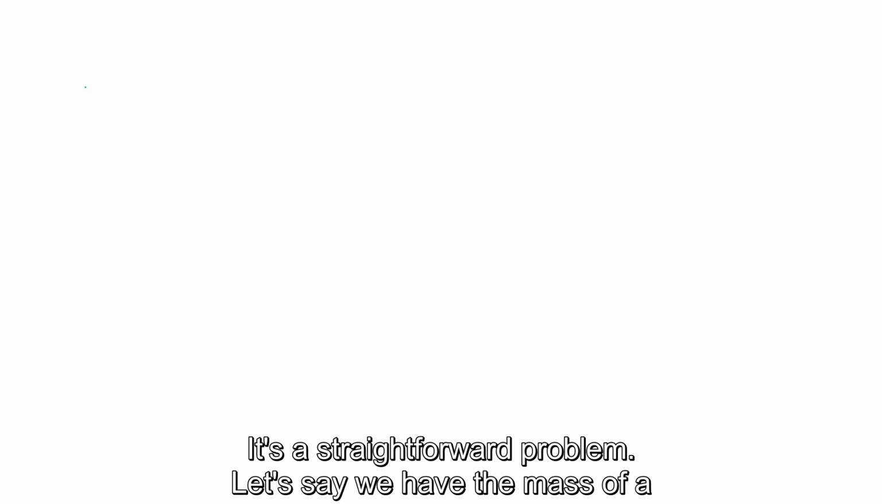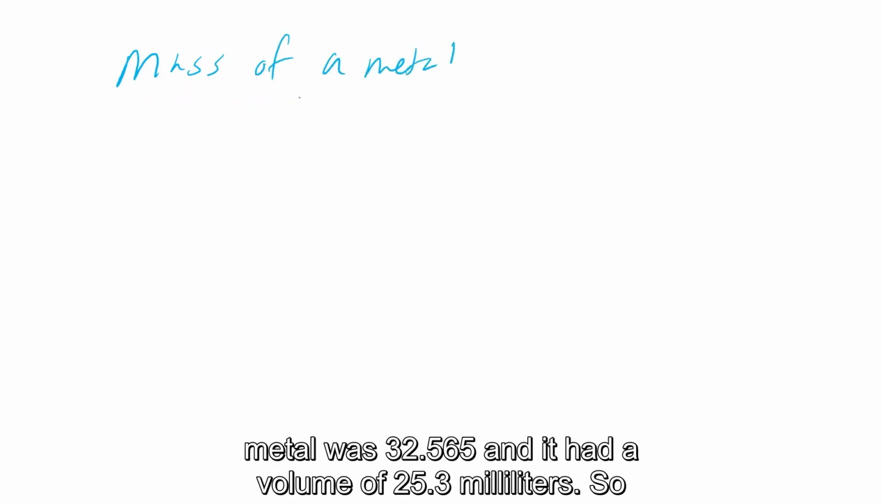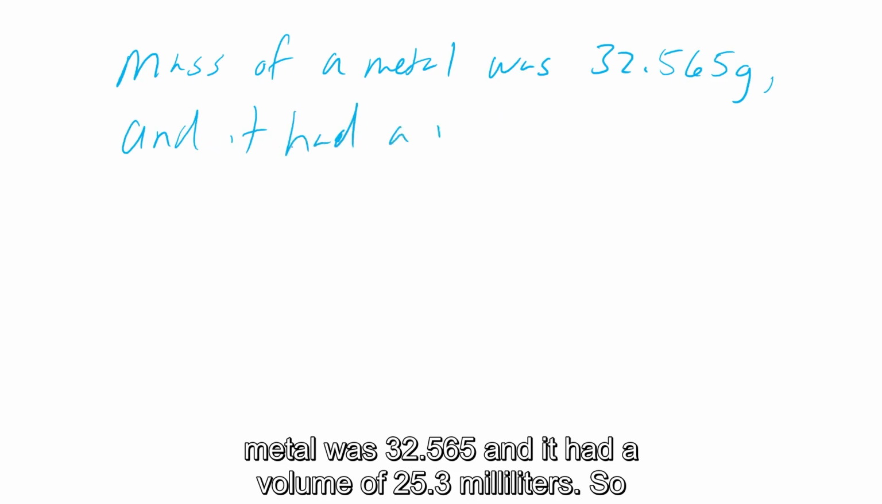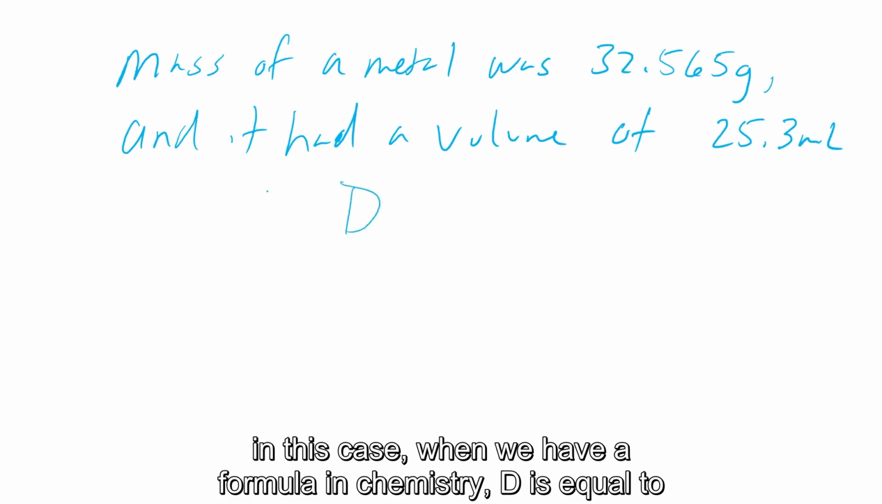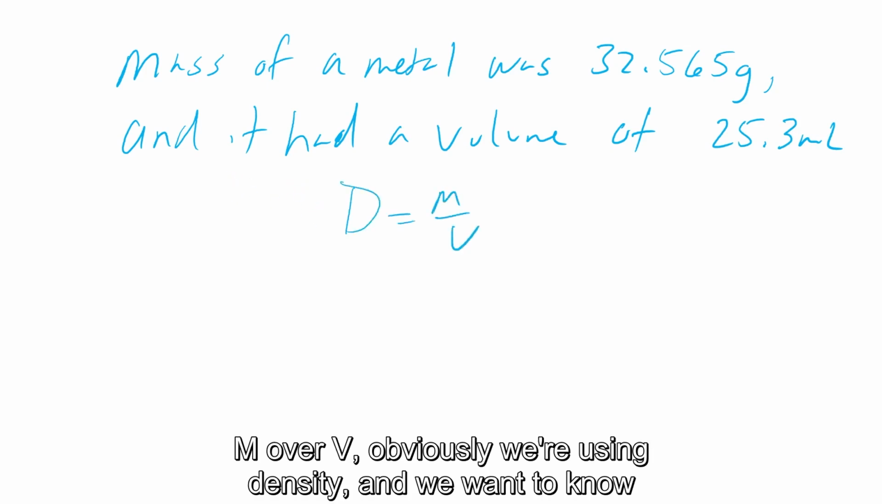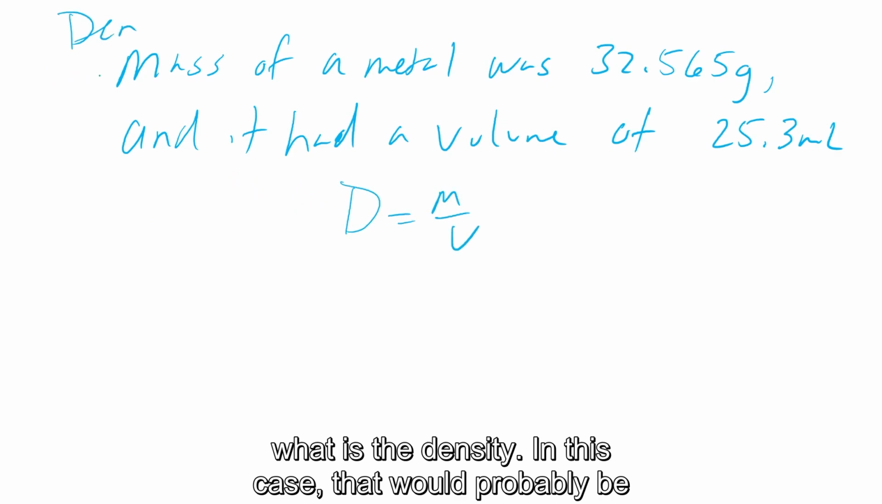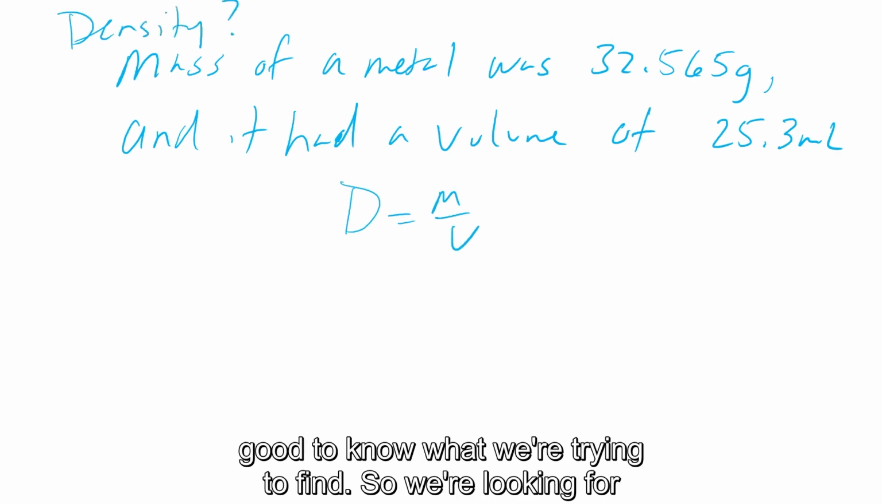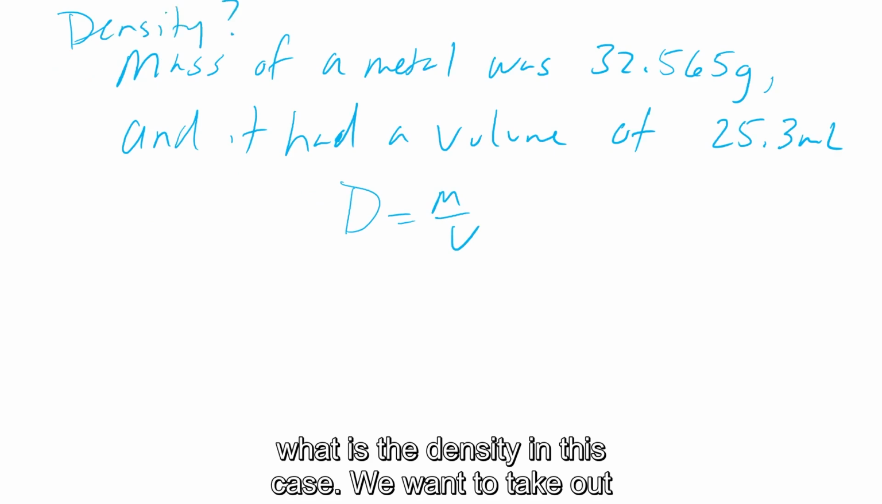It's a straightforward problem. Let's say we have the mass of a metal was 32.565 grams, and it had a volume of 25.3 milliliters. So in this case, we have a formula in chemistry, D is equal to M over V, obviously we're using density, and we want to know what is the density in this case. That would probably be good to know what we're trying to find. So we're looking for the density.